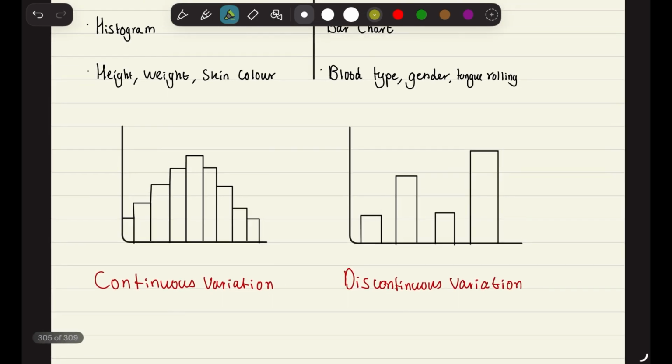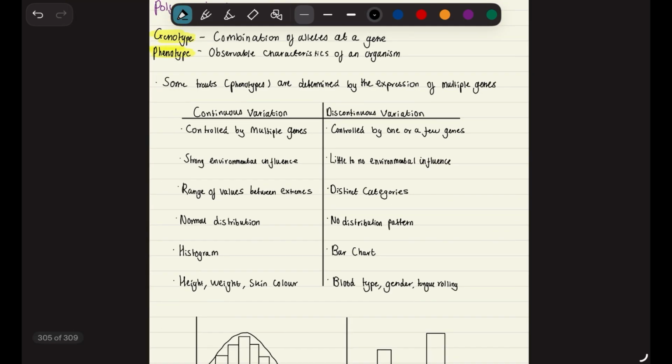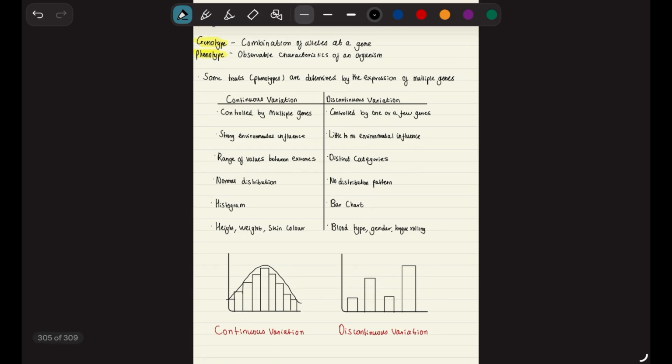So, continuous variation, you can see we'll use a histogram. In a histogram, you'll see that the bars are joined together, and it does follow a bell curve kind of shape. I'm not going to be able to draw it well, but this is kind of like your bell curve. And then your discontinuous variation, there's not really a pattern to it. It's a bar chart, so you can see the bars are separated. And yeah, that's about that. So just be aware of the differences between continuous and discontinuous variation.